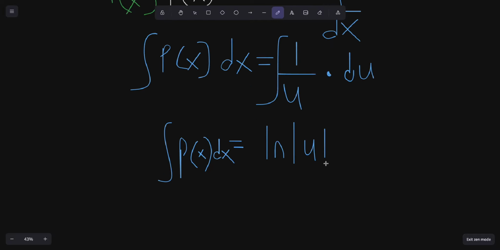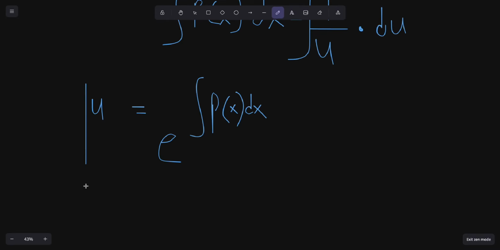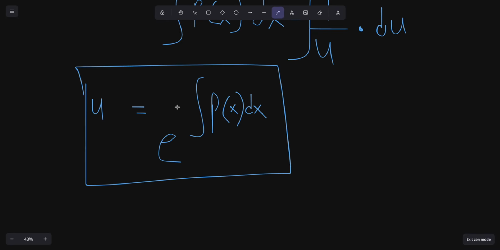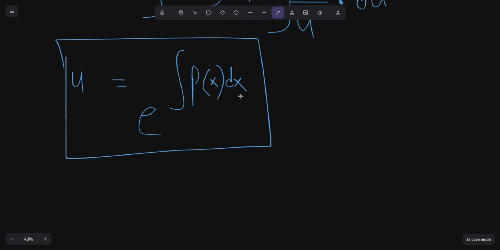And so if we want to solve for this mysterious function u that we want to multiply the whole equation by, then if I take e to both sides, I get that this mysterious function u has to be equal to e to the integral of p of x dx. So the mysterious function that we have to multiply by in all first order linear differential equations is going to be equal to e to the integral of p of x, which, recall, is this function right over here, dx. And this is actually something called the integrating factor, which I'm going to write as IF. Integrating factor.